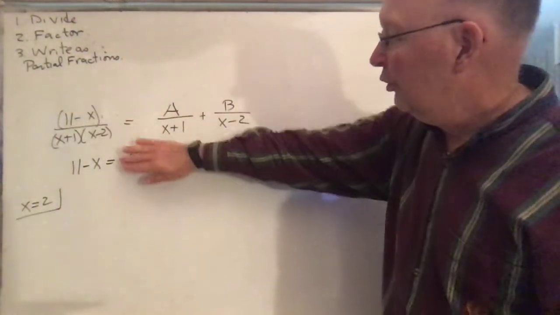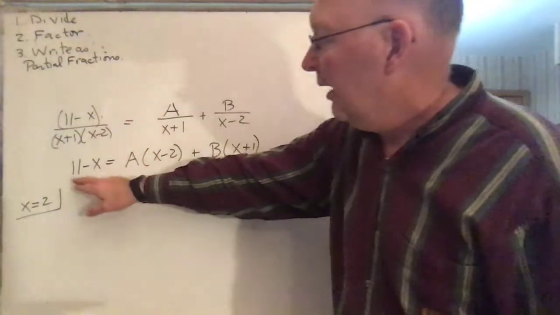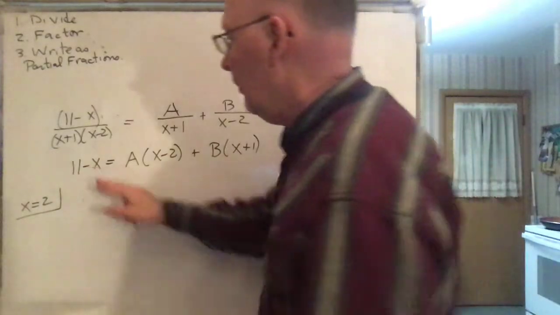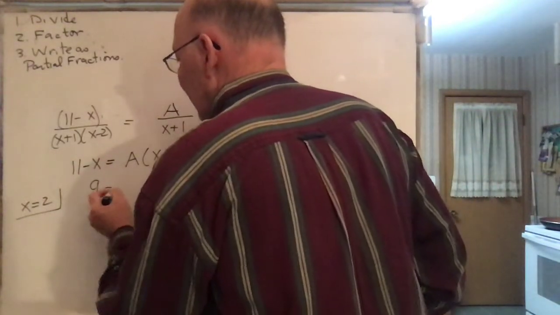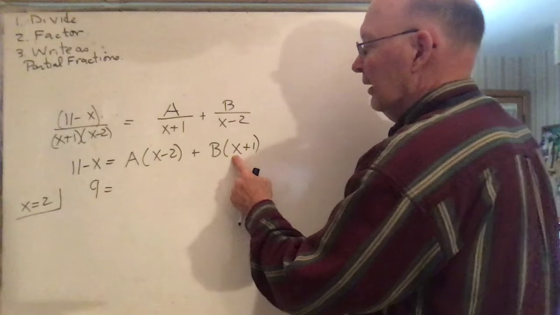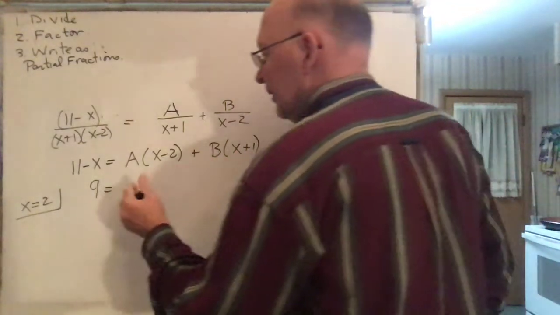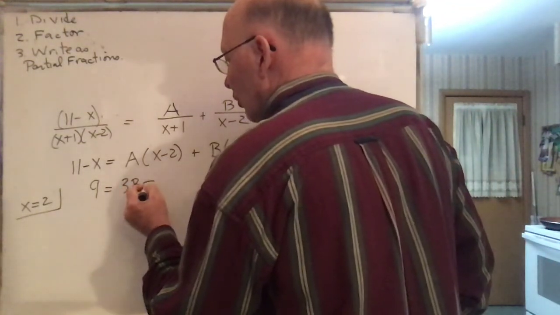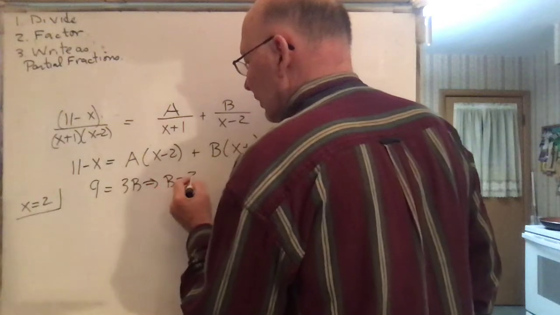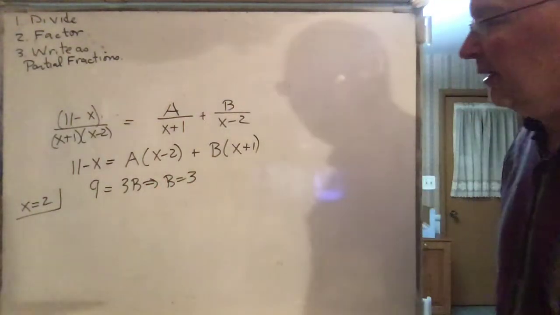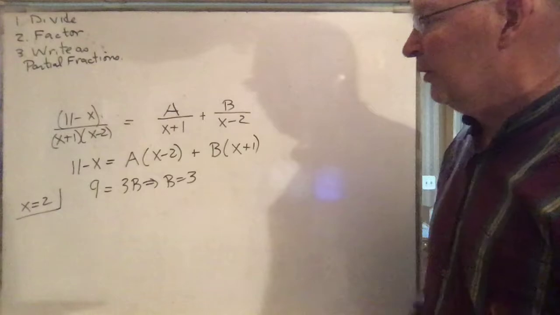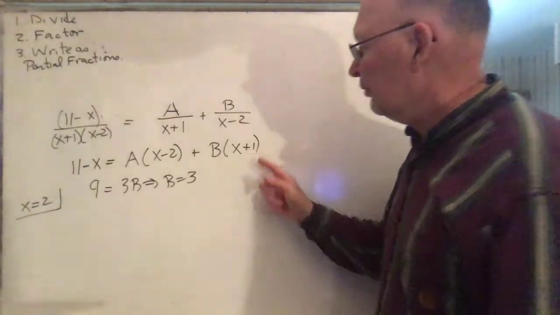If x is equal to 2, this disappears. So I'm going to get 11 minus 2 is 9 on this side, and on the other side, 2 plus 1 is 3, so 3B. And so, of course, that tells me that B is equal to 3, which is, remember, what we had. What's the other one we can do? I can let x be equal to -1.